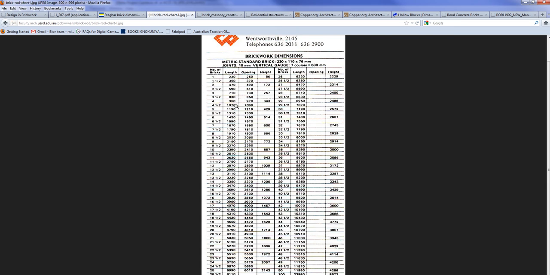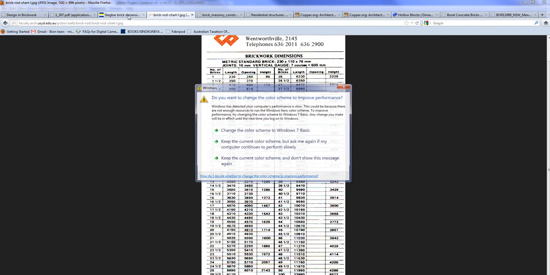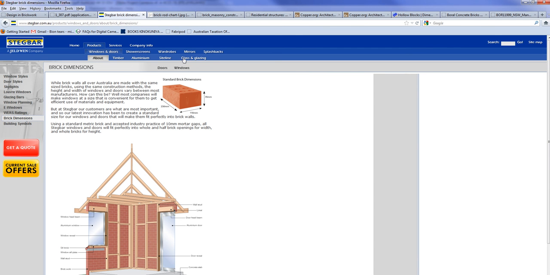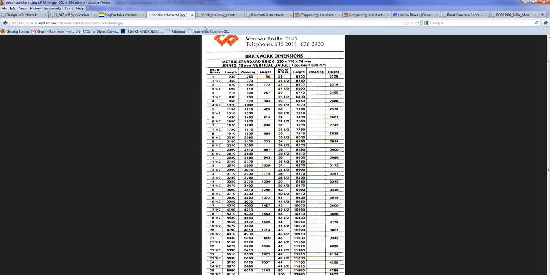So when you look at the brick rod chart, when you've got one course of bricks high, then the length is 230 and the height of the brick, including the mortar joint, is 86, which is 76 plus the 10 mil mortar joint. As you increase the number of courses of brick, then the height is calculated accordingly to take into account the brick and the mortar.